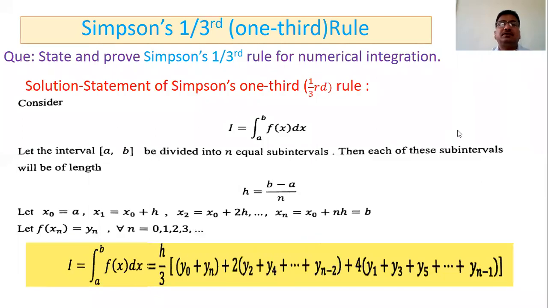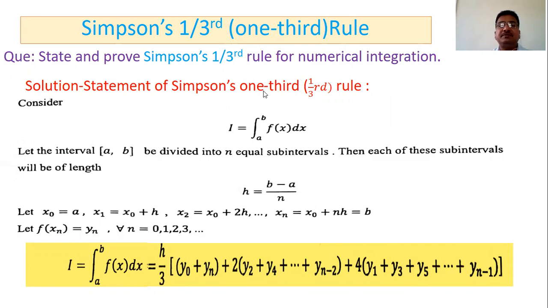The next rule for numerical integration is Simpson's one-third rule. The previous one was the trapezoidal rule. Simpson's one-third rule is again a rule for numerical integration. The question is: state and prove Simpson's one-third rule for numerical integration.